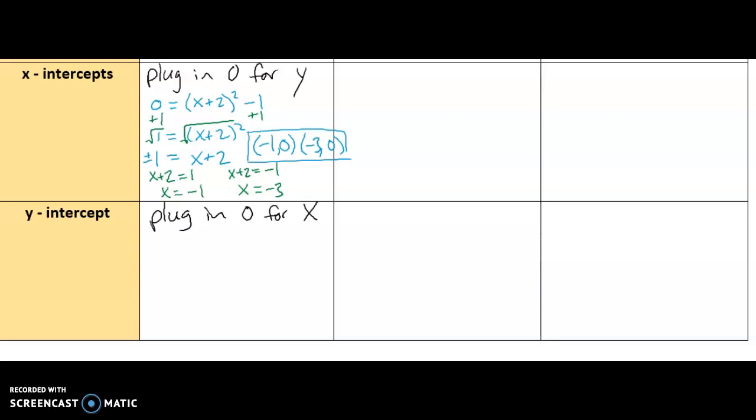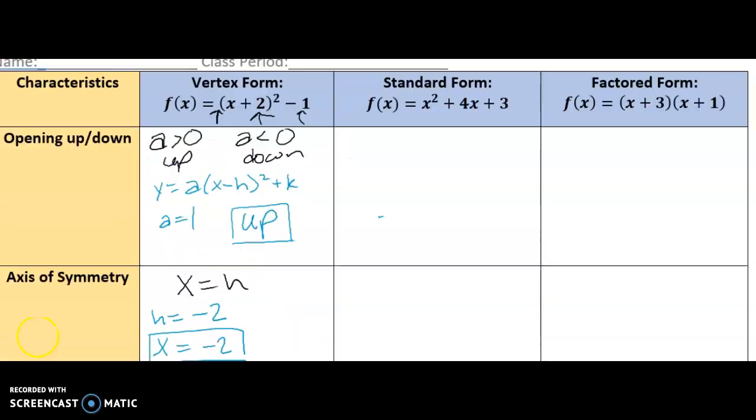Okay, let's do that math. So that would have been f of 0 equals (0 plus 2) squared minus 1. And then I'm just going to simplify here. 0 plus 2 is 2. 2 squared is 4. 4 minus 1 is 3. So our y-intercept is (0, 3). Okay, so that is vertex form.